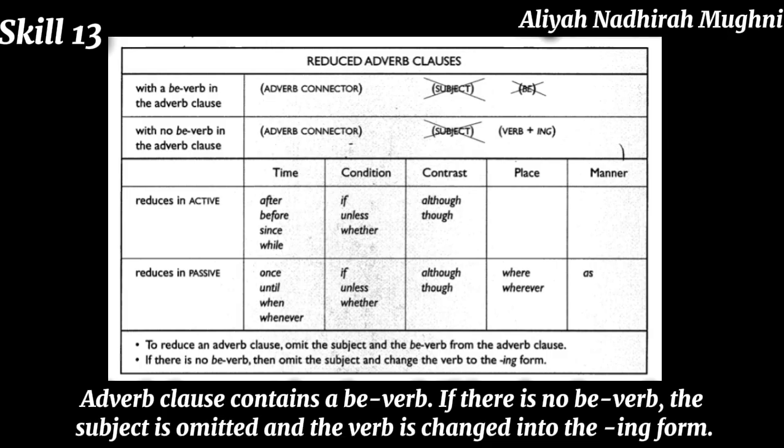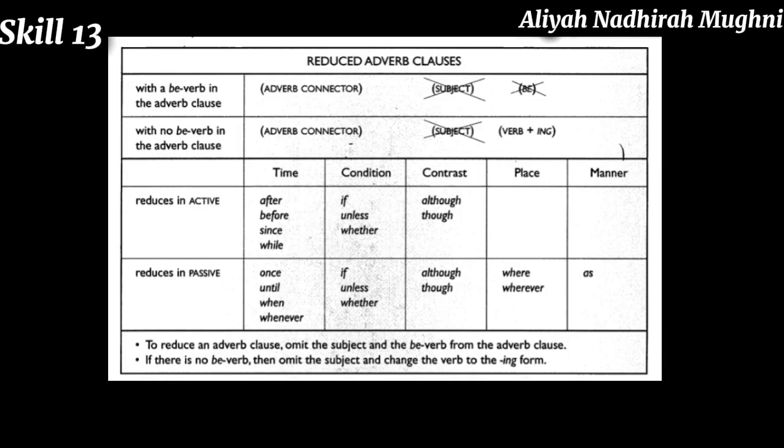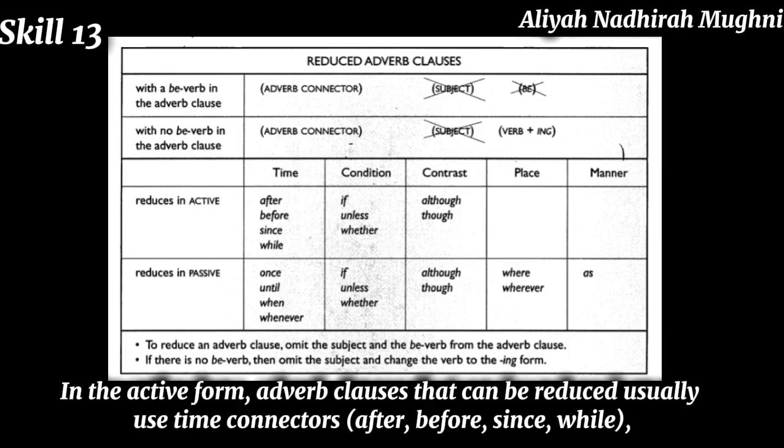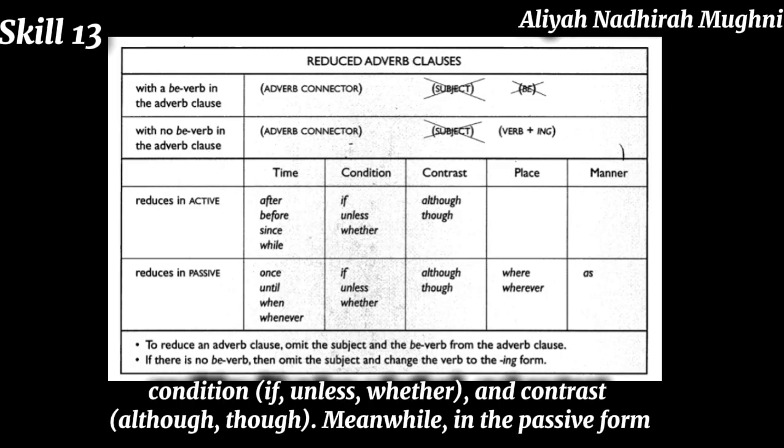Adverb clause contains a be verb. If there is no be verb, the subject is omitted and the verb is changed into the ing form. In the active form, adverb clauses that can be reduced usually use time connectors like after, before, since, and while. Condition: if, unless, and whenever.